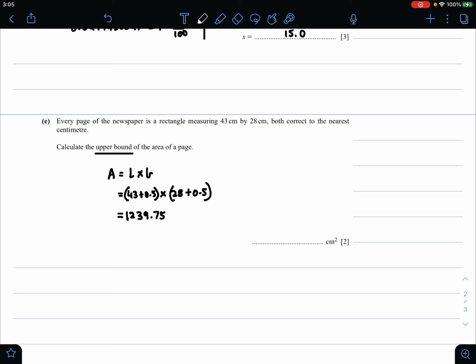1239.75, and therefore you can give this as your final answer. You don't need to round this off. So your final answer for part E of this question would be 1239.75 centimeters square.